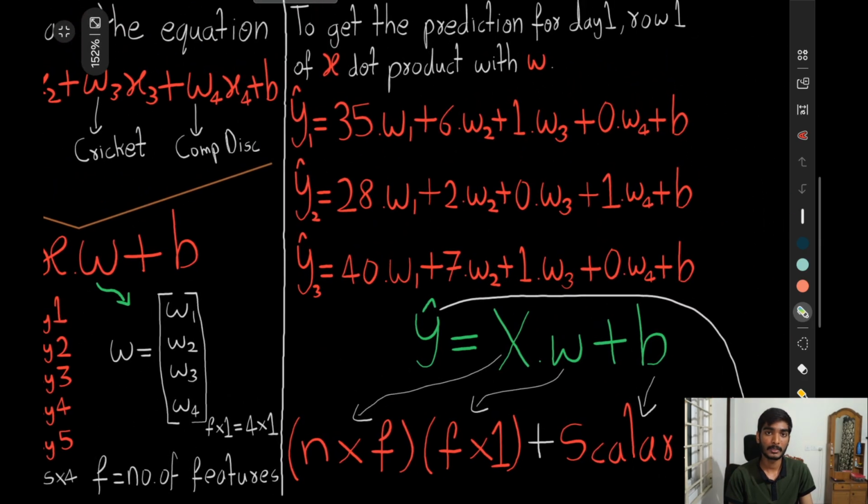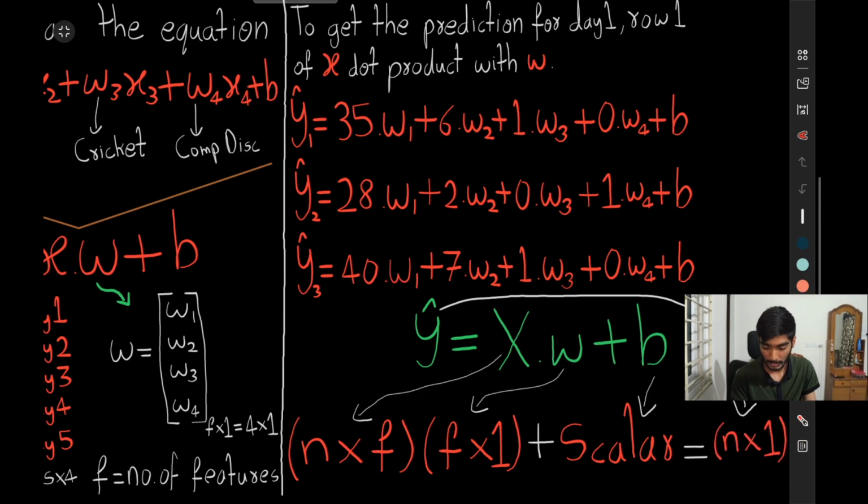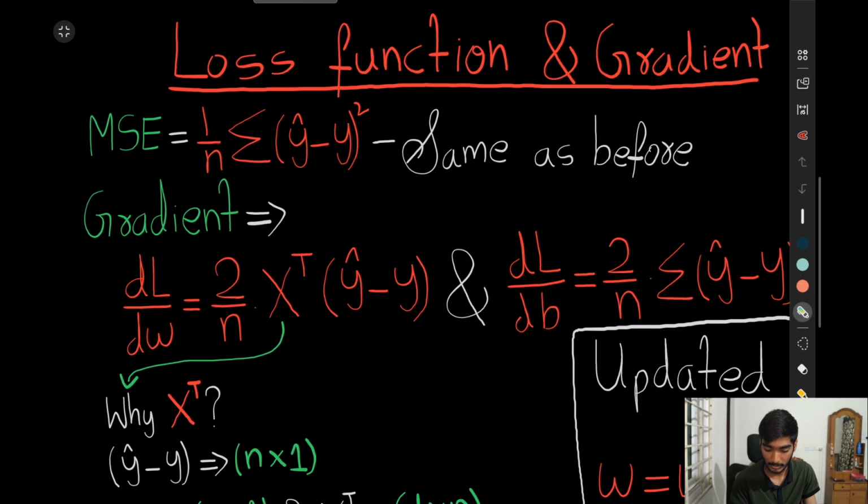While multiplying the matrices, remember that the inner dimensions must match, like f and f here, and the result will be the outer dimensions, like n cross 1 here. Anytime you perform a matrix multiplication, the inner dimensions of the two matrices must match. Only then we get the output with the outer dimensions, like n cross 1 here.